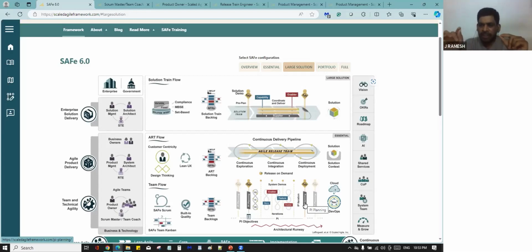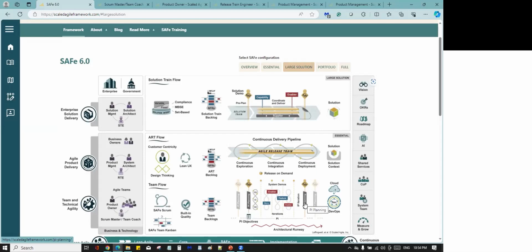Sri, I will come. Sri, I will come. Just 1 minute. I am using only one team. Here also I have 5 cadences, 6 cadences. What is cadence? Sprint planning, daily stand-up meeting, refinement session, sprint retro, and sprint demo. We call it review.